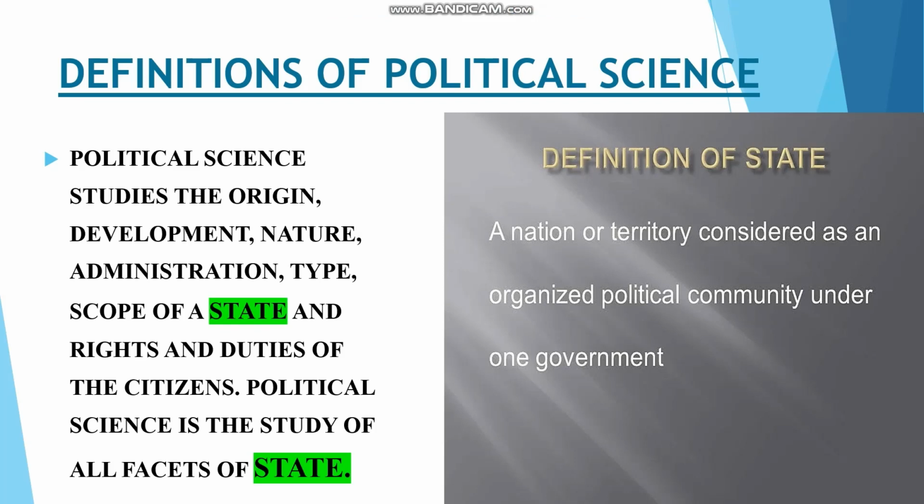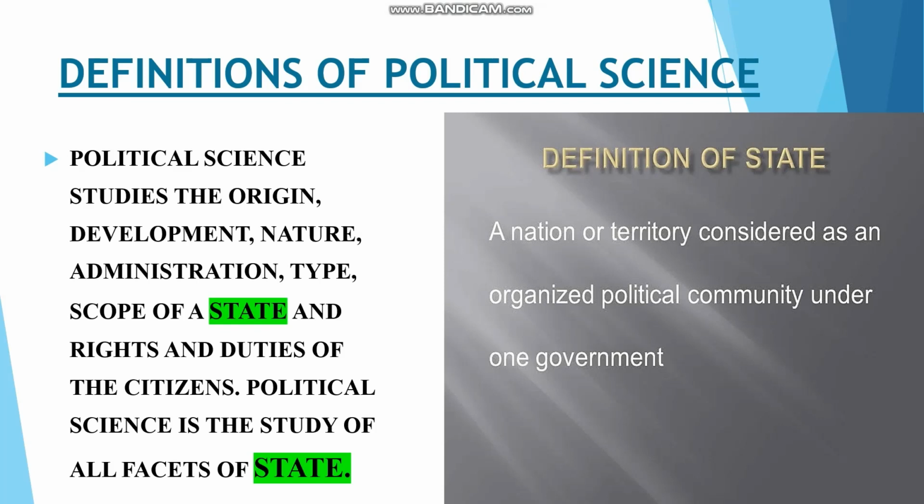Political science studies the origin and development of a state, which means it studies the establishment of the state, how the state was established, how the country was established, how the nation was established, and how it grew or developed. Nature of the state means the relationship of the people in the society, between the states, and between the state and the people. And administration means what sort of administration runs and what administrative activities are taking place in the state. Type of the state means whether it is a democratic rule or a democratic republic.